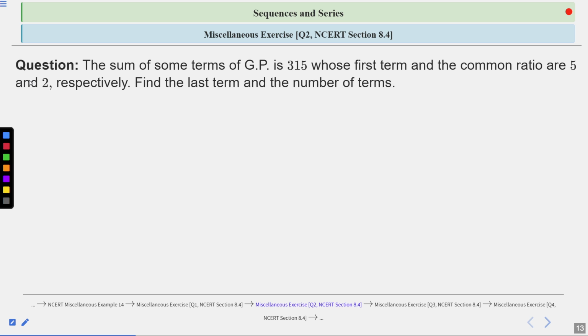So firstly, we take a general geometric progression like a, ar, ar square, ar cube, up to ar power n minus 1. We need to find the last term, an, the nth term, and the number of terms, that is, the value of n. The number of terms is the value of n, and the last term is the nth term, an. You have got some time, try to solve it, then we will discuss the solution.